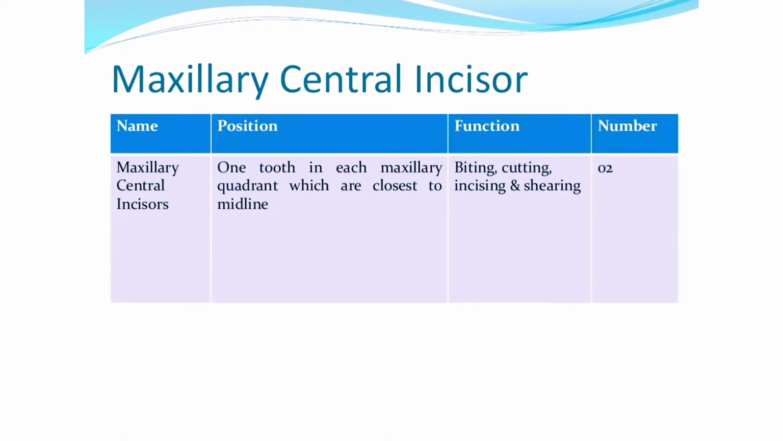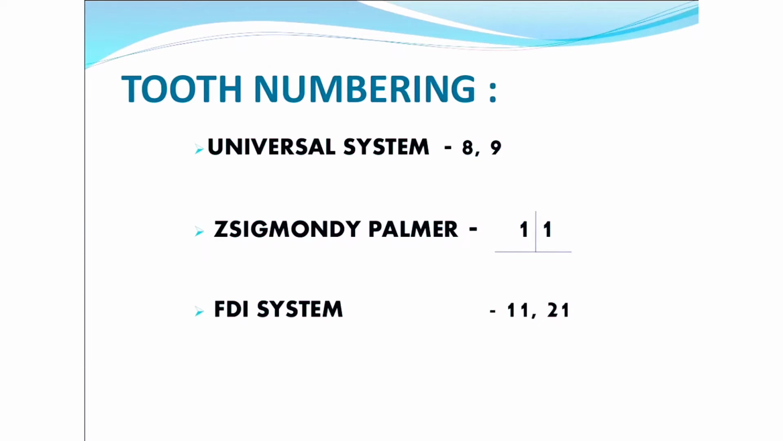Maxillary central incisor name. Position: one tooth in each maxillary quadrant, which are closest to the midline. Function: biting, cutting, incising or shearing. Tooth numbering. Universal system 8, 9. Zsigmondy-Palmer A.